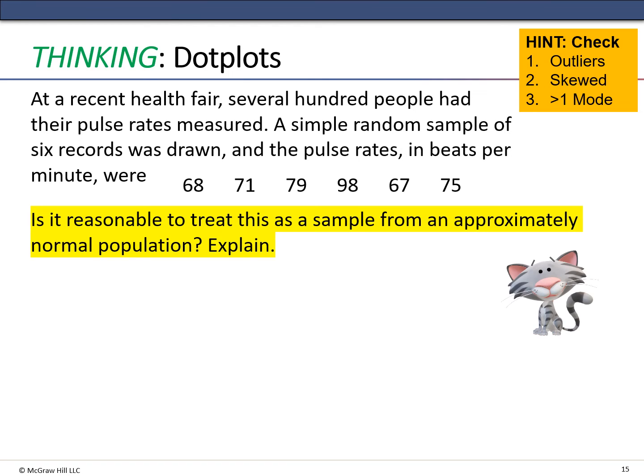Here's another case. At a recent health fair, several hundred people had their pulse rates measured. A simple random sample of 6 records was drawn, and the pulse rates in beats per minute were as follows. Is it reasonable to treat this as a sample from an approximately normal population?